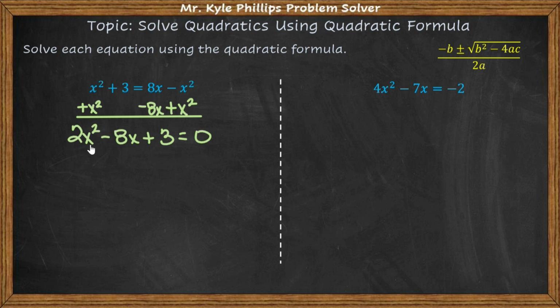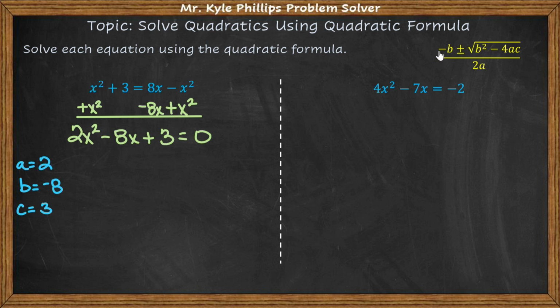And now I can write the values of my coefficients. So here we know that a is 2. We know b is negative 8. We know c is 3. I'll take these coefficients and plug them into my quadratic equation. Now on this example, our b coefficient is negative. Our formula says negative b.